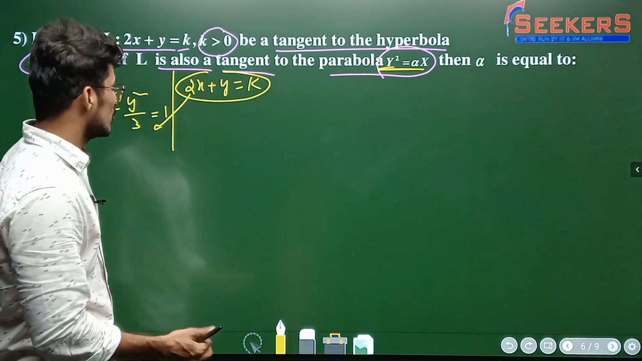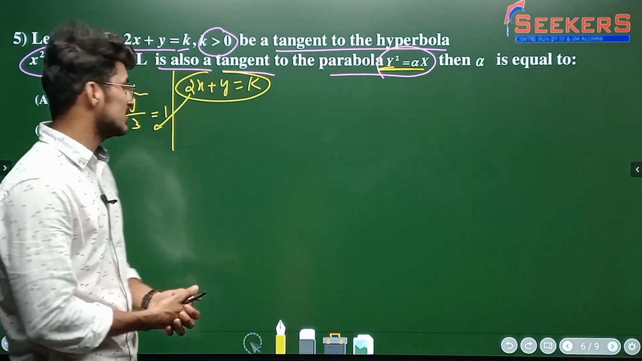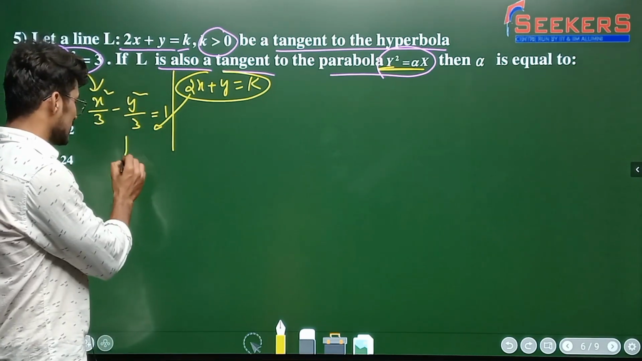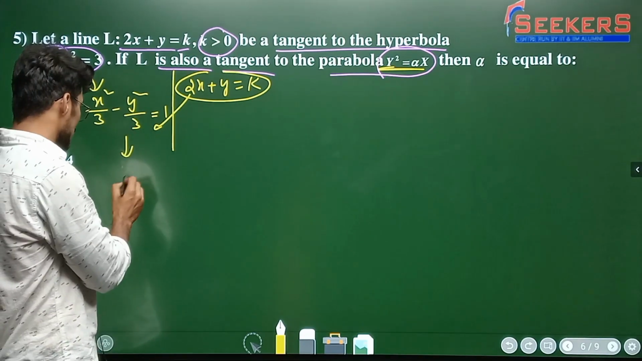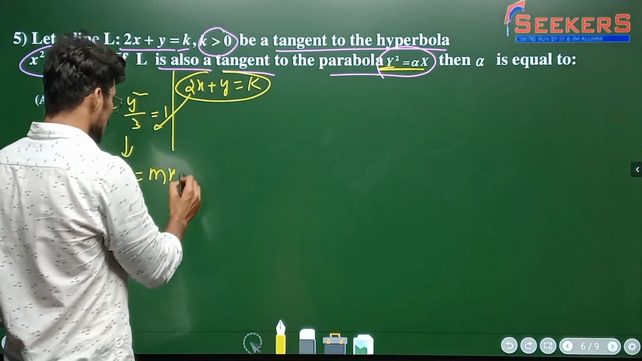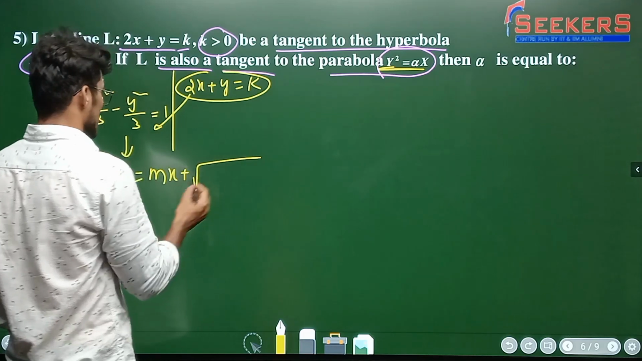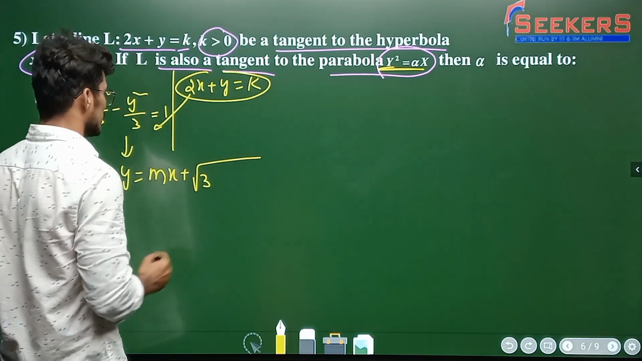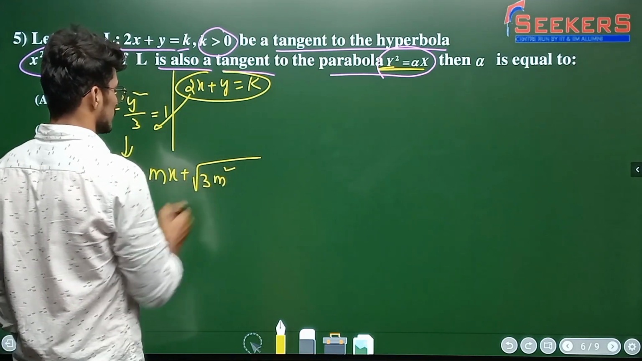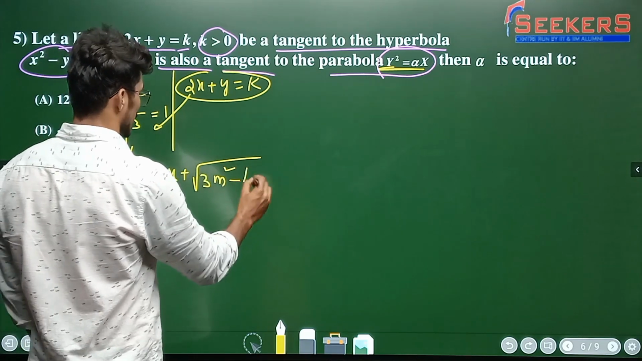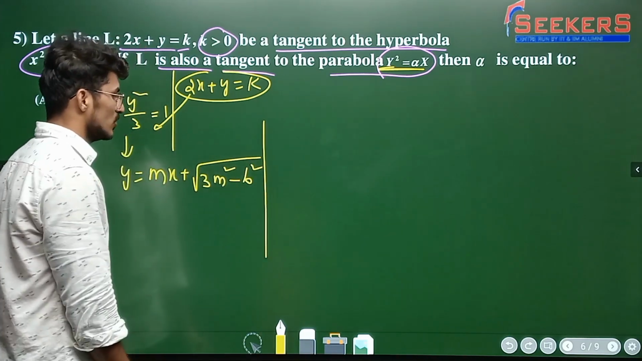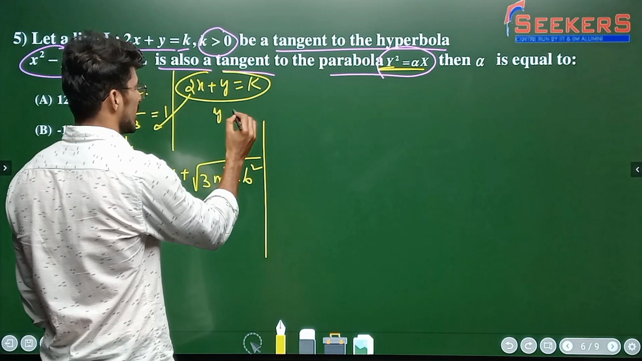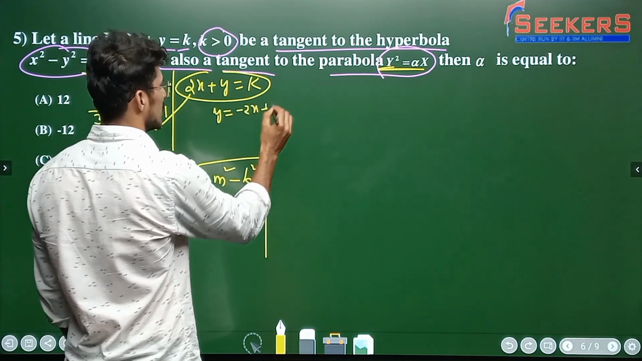You don't have to do anything extra here. Simple, again, common tangent concept. What is the common tangent formula with respect to the hyperbola? y = mx + square root of a²m² − b². Alright, so here, if I just observe this, y = mx + c.